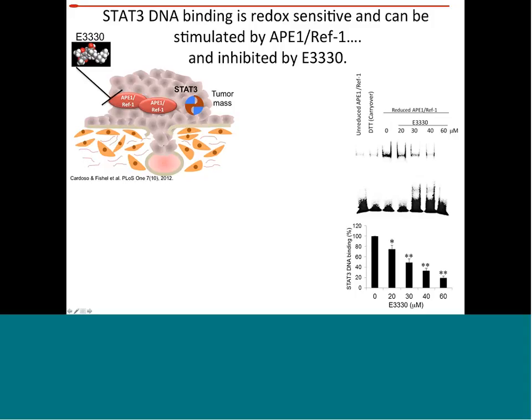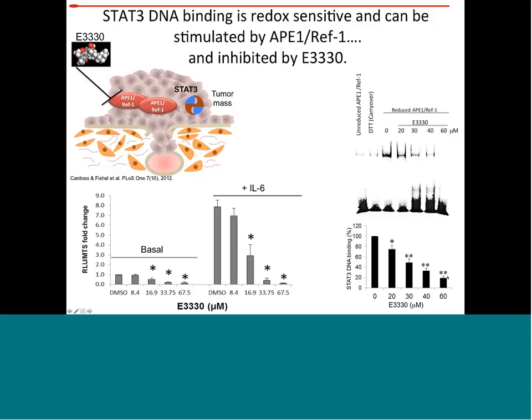When you add APE to the mix, you get a stimulation of STAT3 binding to the DNA, and then as you increase the amount of E3330, the small molecule inhibitor, you see a decrease in STAT3 DNA binding, and that's quantitated here in the lower panel. We also did the STAT3 luciferase assay, looking at STAT3 activity under basal and IL-6 stimulated conditions, and the results were very similar. When you were inhibiting APE, you were also inhibiting STAT3 DNA binding.